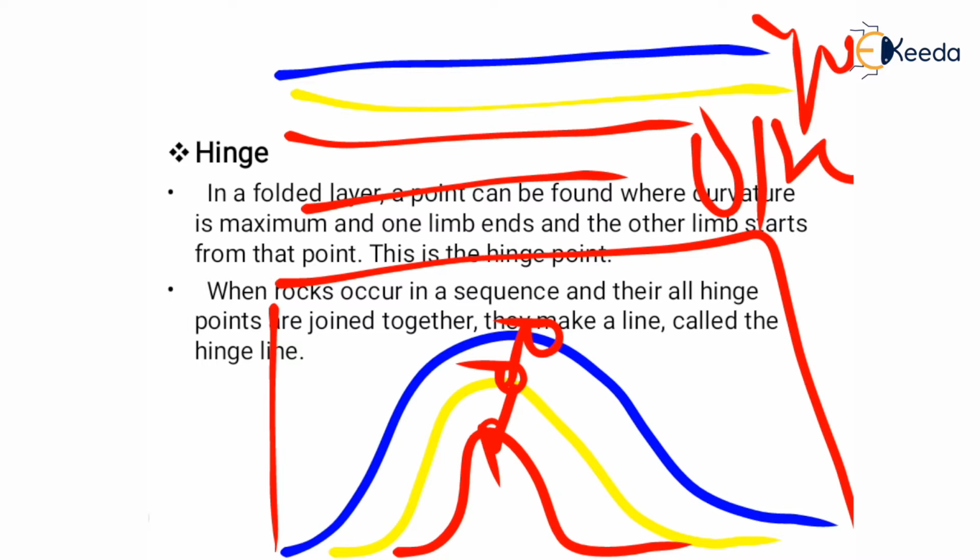So all hinge points joined by a line is called the hinge line. When the rock occurs in sequence and all their hinge points are joined together to make a line, it is called a hinge line.